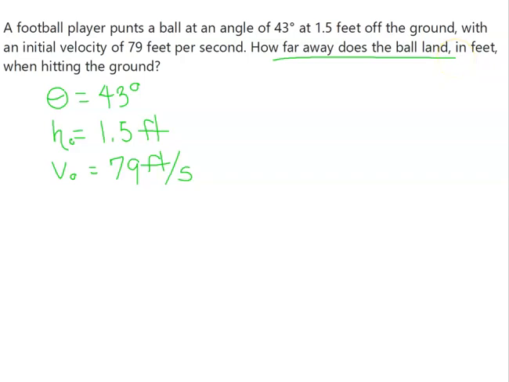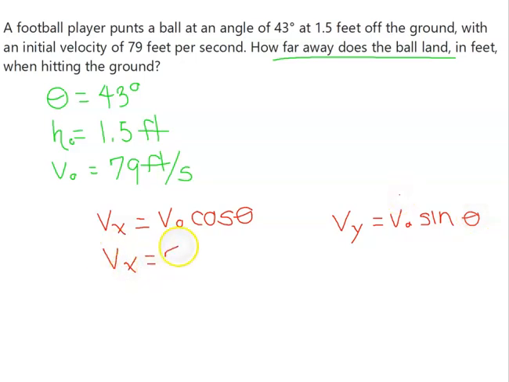So the first thing we're going to do, since the ball landing when hitting the ground would be a horizontal component, is that we're going to find the vertical and horizontal component of our vector, the velocity. So we're going to start that off with v sub x equals v sub 0 times cosine of theta. And then v sub y would equal v sub 0 times the sine of theta.